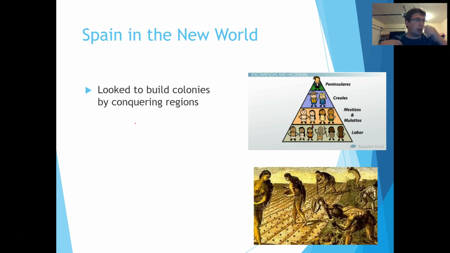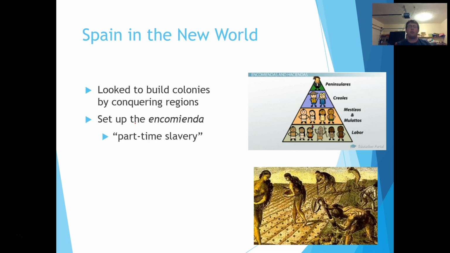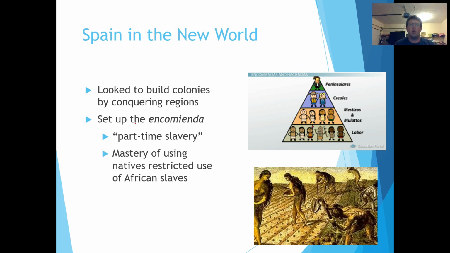So again, Spain looking to build colonies by conquering regions. They set up what's called the encomienda. And what that was basically a stratified social ladder and pyramid, much the same way that unofficially was presented in the medieval world in Europe. You could call this part-time slavery, because what would happen is that the people that the Spanish would enslave, they could go to their homes for half of the week. The other half, they would work on things that the Spanish would want them to do.